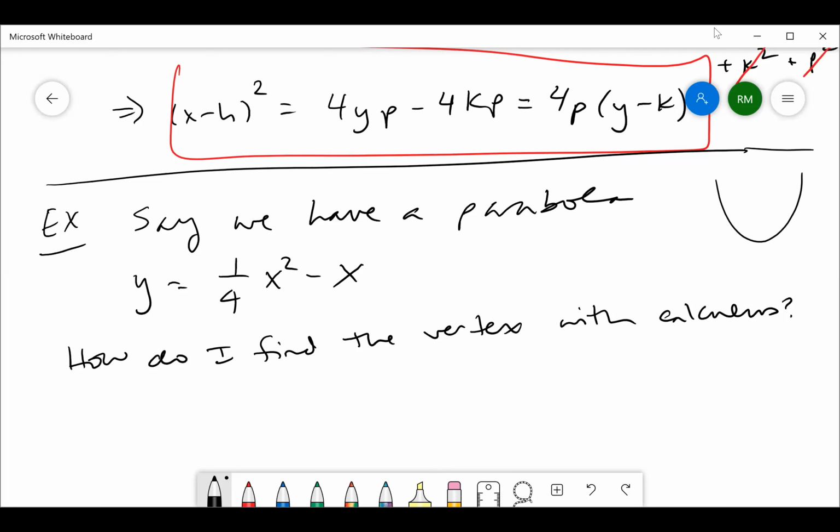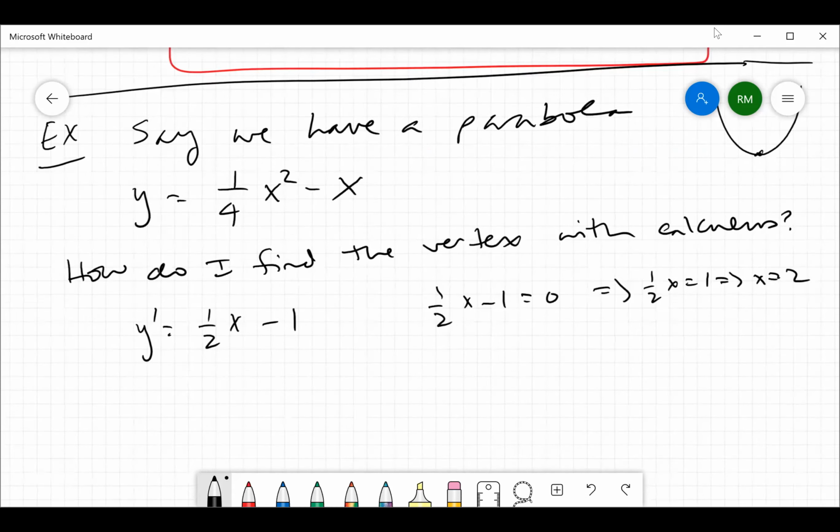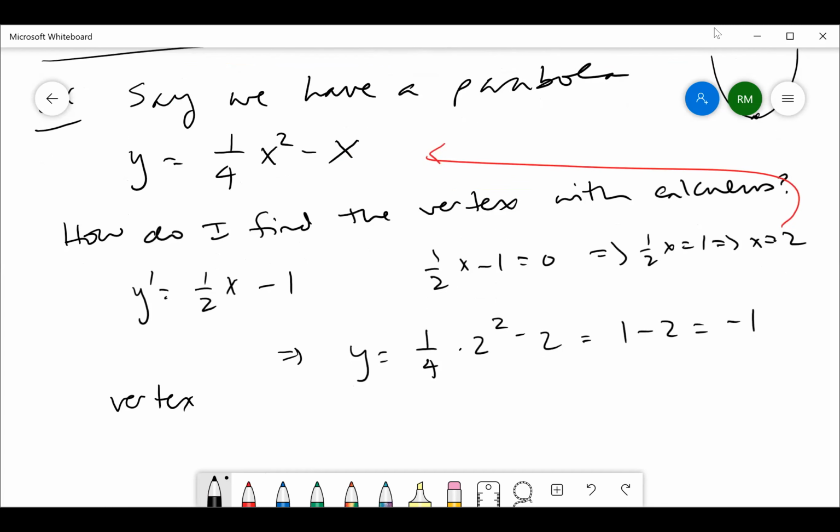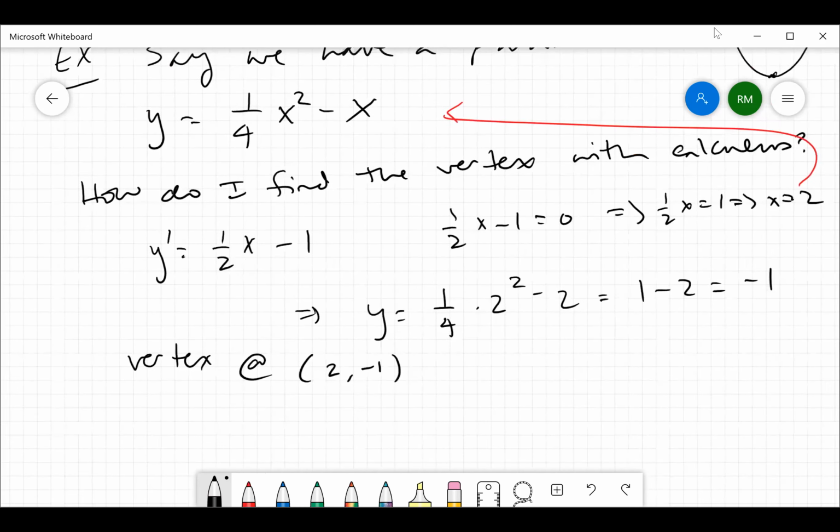Well, what do we know about a parabola? The vertex is at the bottom, so therefore the derivative is 0. So if we take the derivative, we get 1/2 x - 1. We set this equal to 0. And then we plug this back into our equation to tell us that y is 1/4 times 2 squared minus 2. So our vertex is at (2, -1). That's the calculus way of doing the problem.